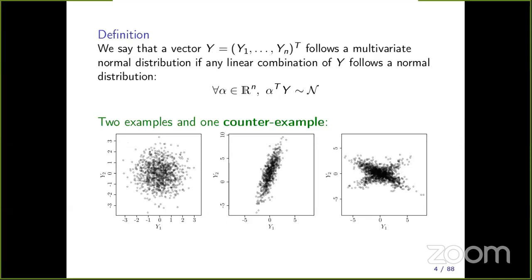You have 2 examples here on the left of samples from a multivariate normal distribution, and an example on the right that is a counterexample. This is not normally distributed. The distribution of y1 is normally distributed, and the distribution of y2 is normally distributed if we look at the variables independently. But the joint distribution of the 2 of them is not normally distributed. If we look at the contour lines of the density of these points, we can see it's not an ellipsoid.